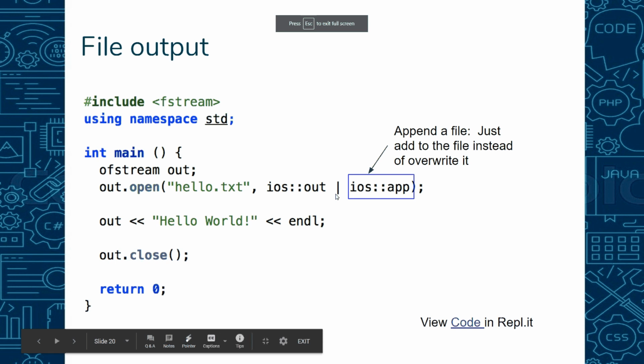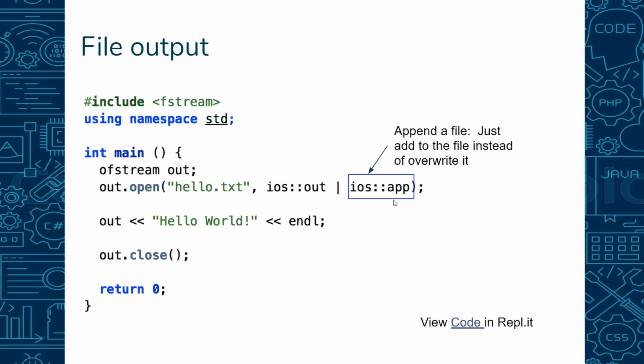Alright, so those are my flags. Out means just write out to the file and erase everything that's there. Append means just tag everything on to the end.